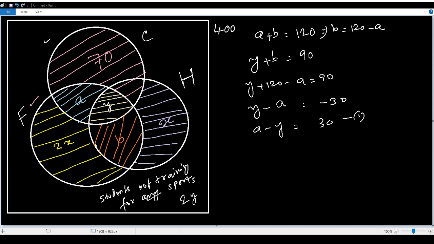Now let us go back to information 1. We have quite a number of pieces of information. The number of students training for cricket is 40 less than those who are not training for cricket. So how many are training for cricket? Can you tell me from this Venn diagram? Shitama, you tell me. This is the circle for cricket. How many people are training for cricket?